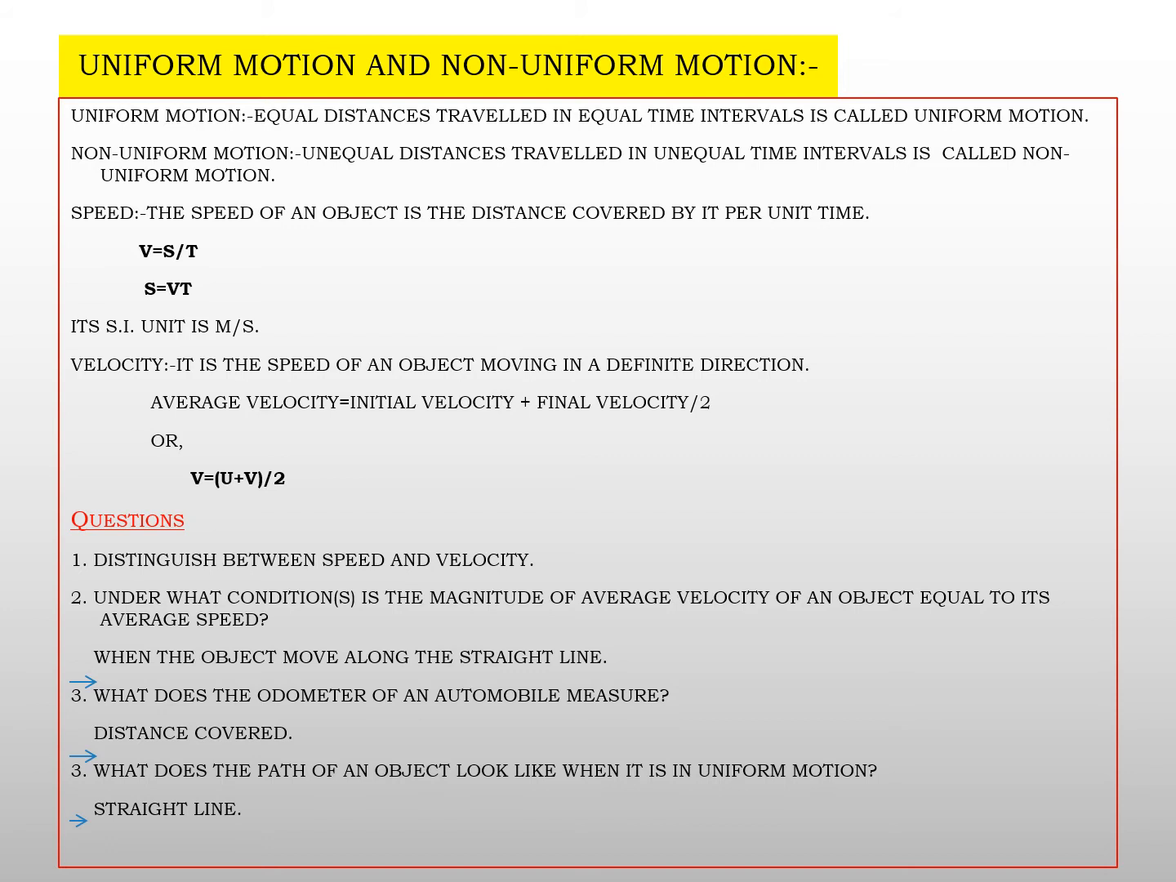Now this is the fourth question, but I have written third, so it is the fourth question. What does the path of an object look like when it is in uniform motion? That is, it will be in a straight line.